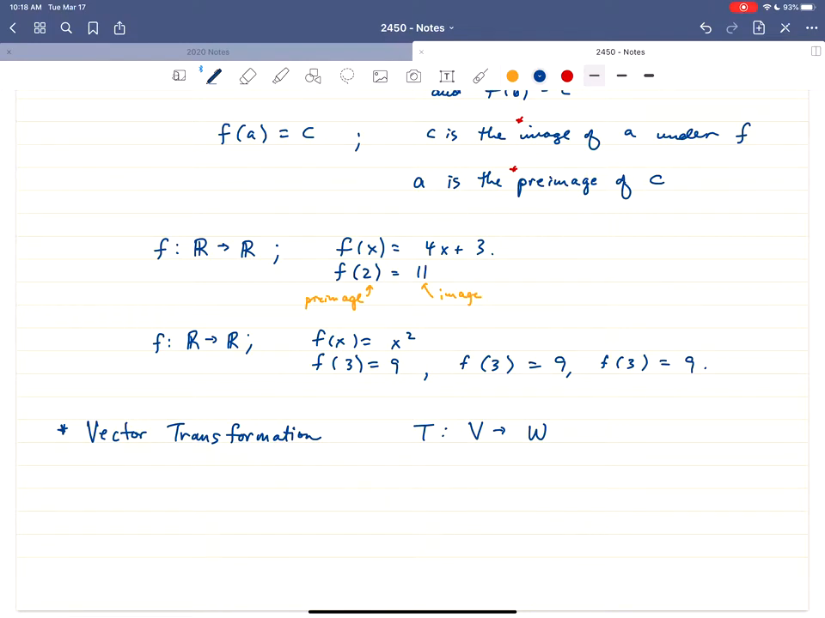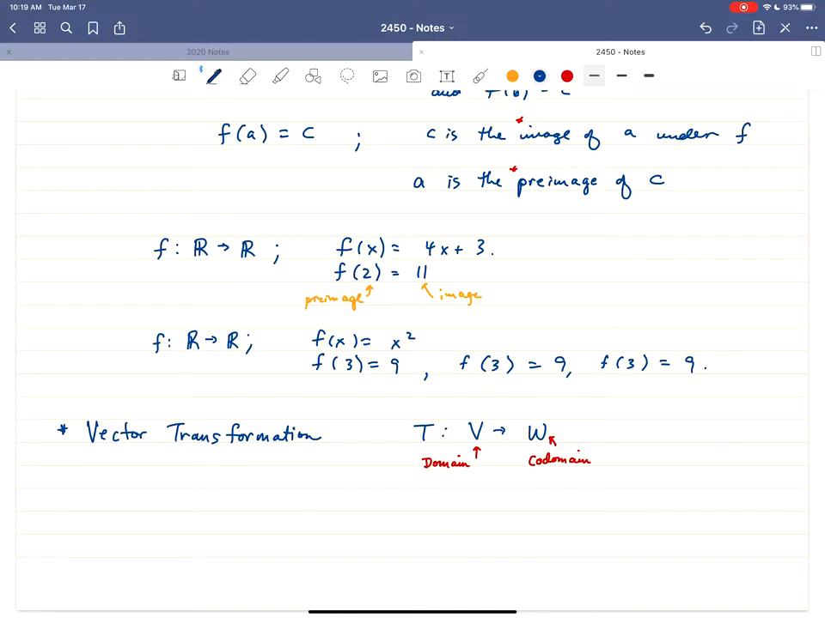This is really the same setup as before. V is our domain, so our inputs are going to be vectors in V. Our outputs are going to be vectors in W. So a vector transformation is simply a function where the inputs and the outputs are vectors. Other than that, it literally is the same thing as a function. So that's a vector transformation.